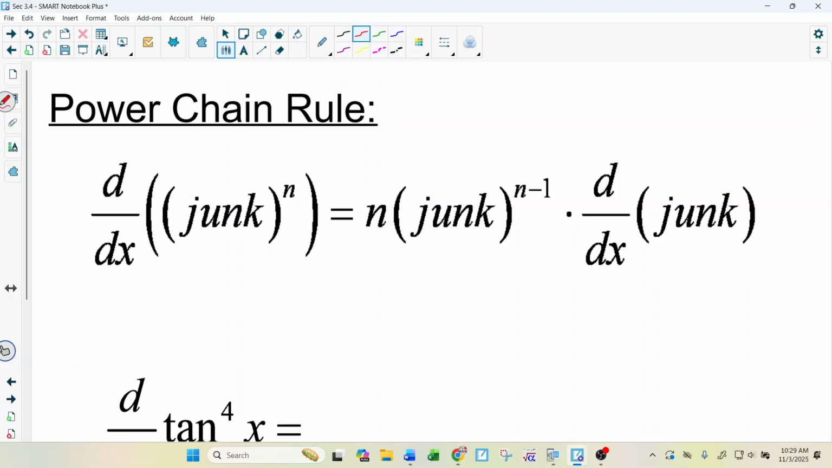If you have something in parentheses raised to an n, and I just call whatever is inside here junk, you've got some junk inside there. The derivative is just you bring down the n, you subtract 1 from your exponent, and the junk just stays the same, whatever it is. Then you multiply by the derivative of the junk.